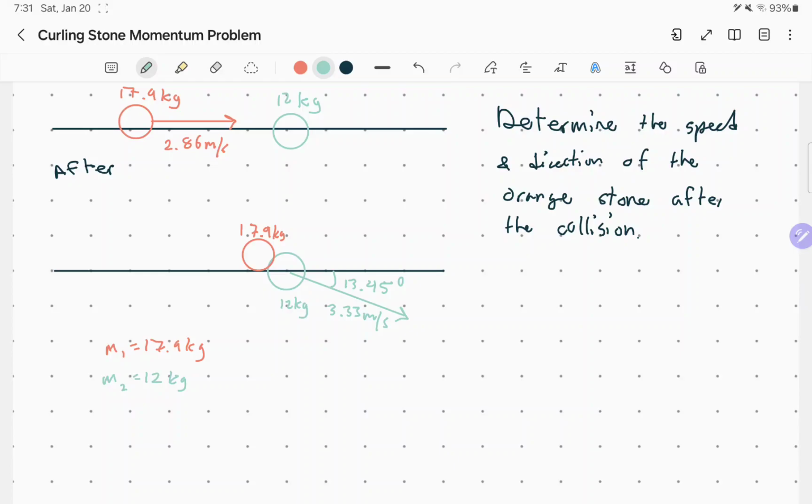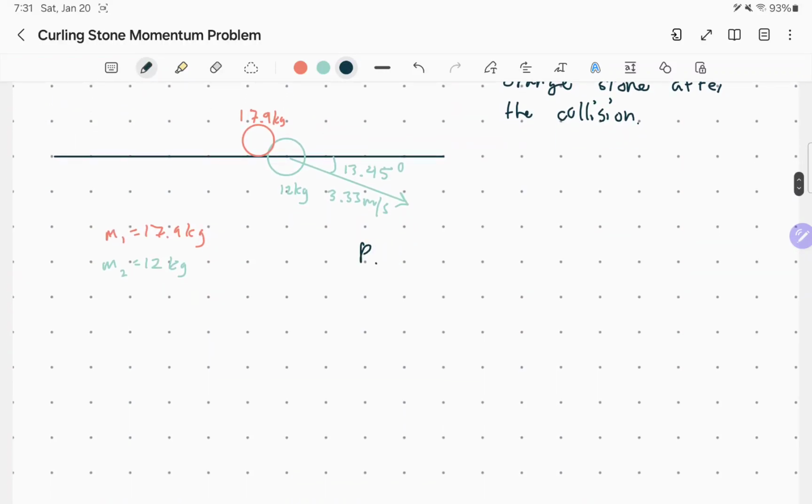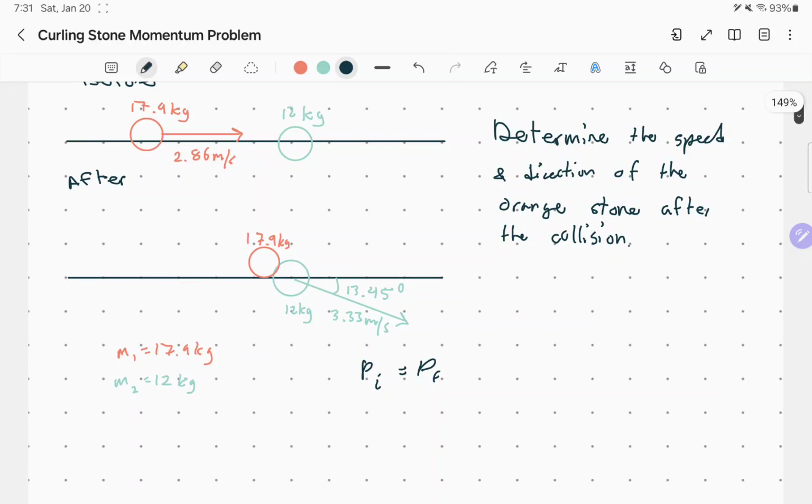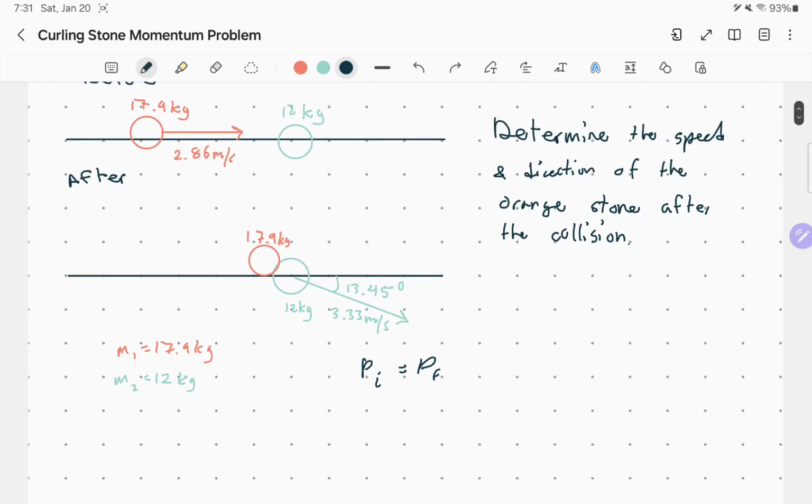Alright, so the first thing we want to note is that in this system, before and after the collision, momentum is conserved. So our P initial of the system is going to be equal to P final. And notice how the P initial of our system is only going to involve the orange stone, because the teal stone is at rest. So it won't have any momentum, because momentum relies on velocity and mass. If you have no momentum, that means you either have no velocity or no mass or both. And in this case, the teal stone does not have any velocity. So we know what our P initial is.